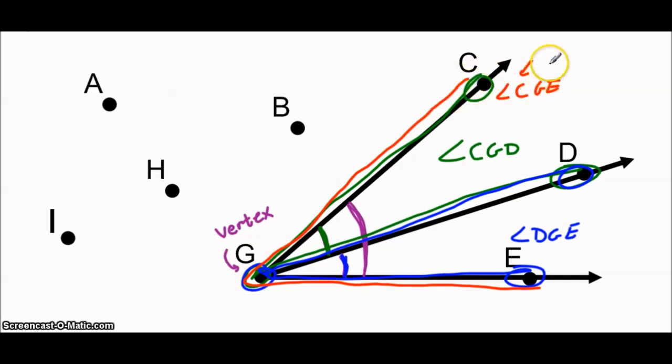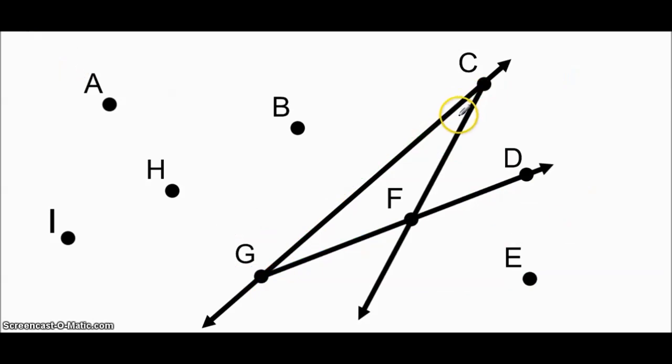In all of these cases, we've started by picking one point on one side, one ray of that angle. Next, we pick the vertex, kind of the point of that angle. And then lastly, pick another point on the other side of that angle, the other ray. So CGE would work for this biggest angle right here. Let's test this out a little bit. What if I wanted to name this angle right here? What would I call that?